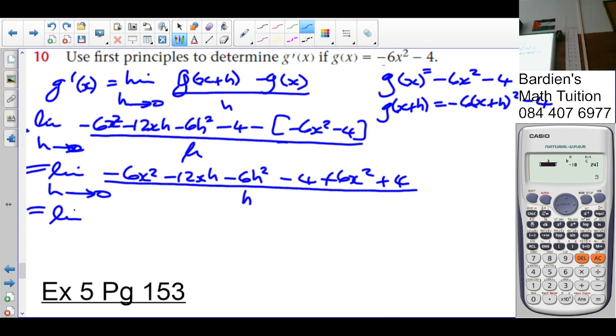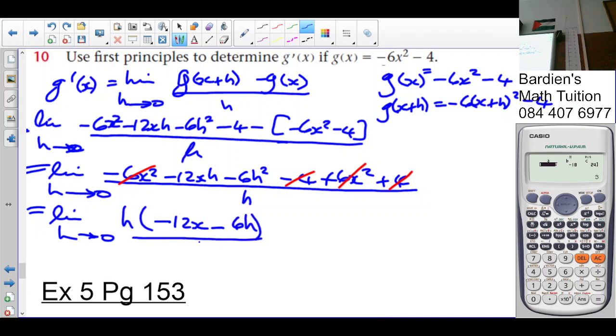So negative 6x squared and 6x squared cancel, minus 4 and 4 cancel. H is a common factor, I'm left with negative 12x minus 6h all over h. I don't take the common factor out because otherwise I must multiply it in again. So that cancels, and wherever I see h I put a 0. The answer is negative 12x.